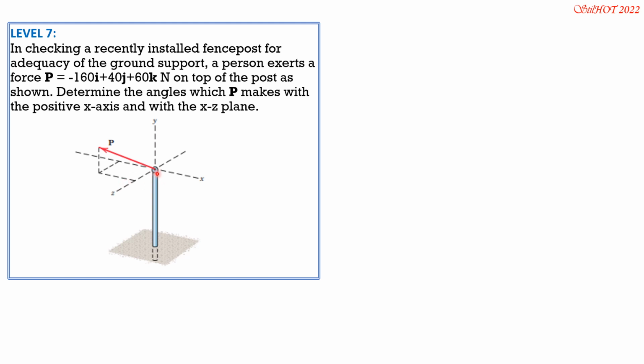Then the xz plane is this horizontal plane. So this diagonal here of this rectangle, and the magnitude of that Pxz is the square root of Px squared plus Pz squared, while the magnitude of P is the square root of 160 squared plus 40 squared plus 60 squared. So therefore, cosine theta x is Px, negative 160, divided by P, and P is the square root of 160 squared plus 40 squared plus 60 squared.